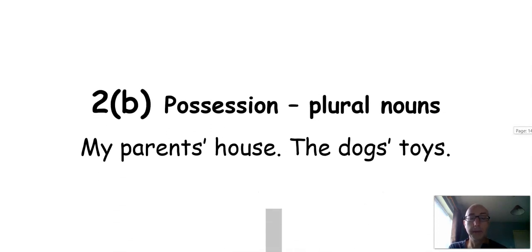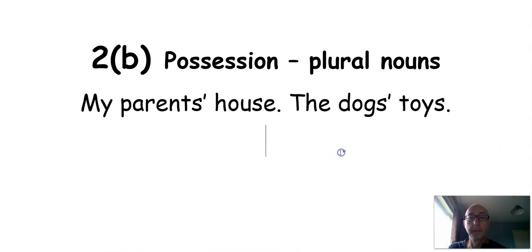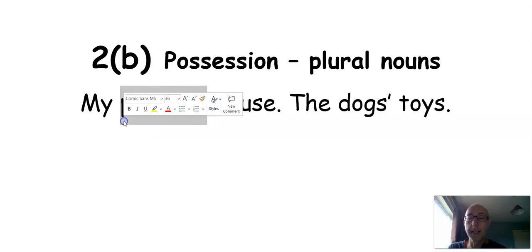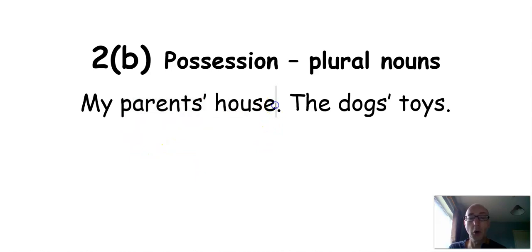There. So things change a little bit when we have plural. Now, just to be clear, the plural, in other words, more than one, is the person who owns the thing. This is what we're talking about, not the thing that's owned. So for example, my parents' house. It doesn't matter whether the house is singular or plural. That changes nothing. The dog's toys. Again, this is plural, but it has no effect on the apostrophe or the S.